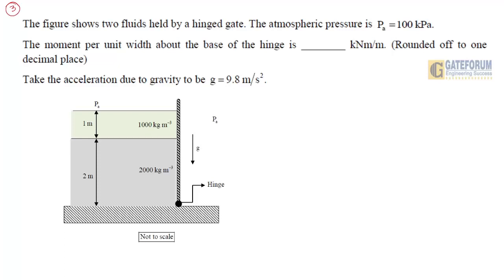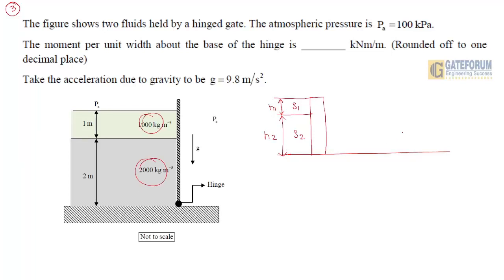So obviously the given diagram is there. When I draw a free body diagram for this, this is the plate. The height is h1, density rho 1. It is h2, this is rho 2. He has given clearly 1000 kg per meter cube and 2000 kg per meter cube.